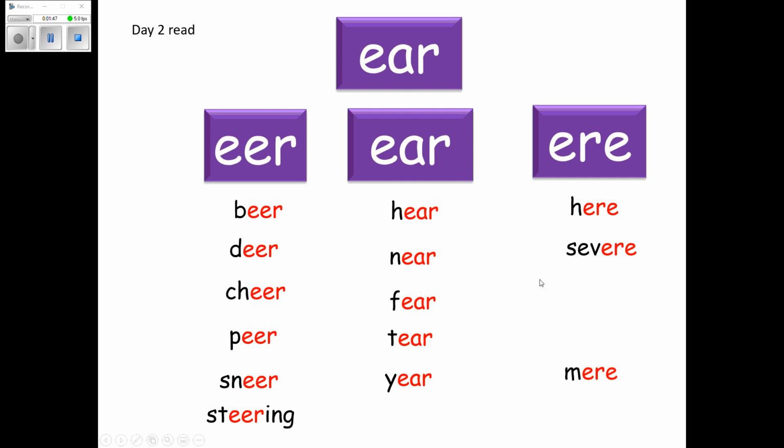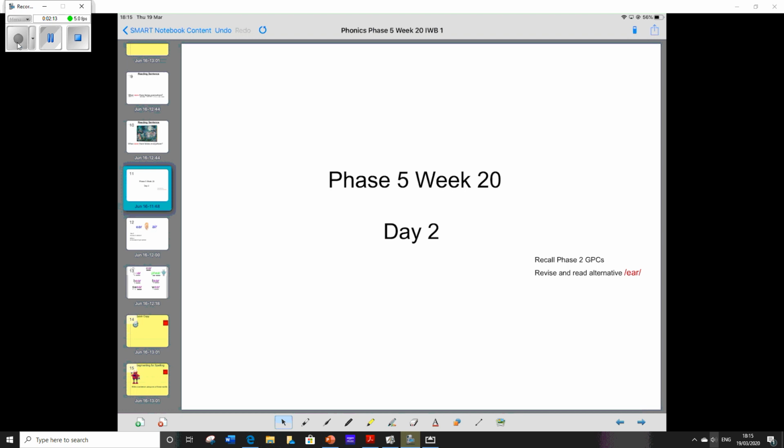Severe. Ear, mere. In, the, ear. Interfere. And the last word, ear, adhere. And that's the end of our starter for this morning. Well done, everyone. Okay, so in the sound box today is the sound air.